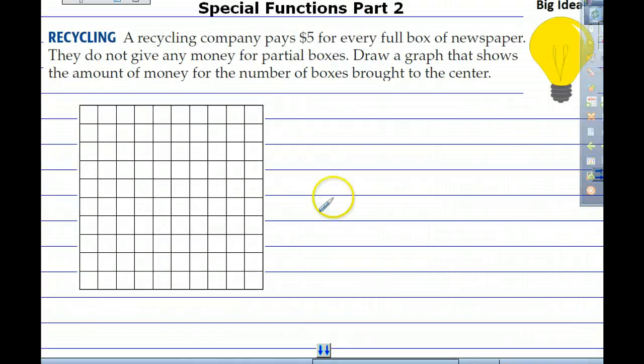Okay, here we go. Read that to yourself, and let's think about how you would go about graphing something like that. This is the big idea. If we understand this, we understand the whole homework.